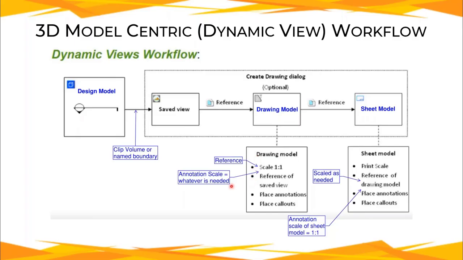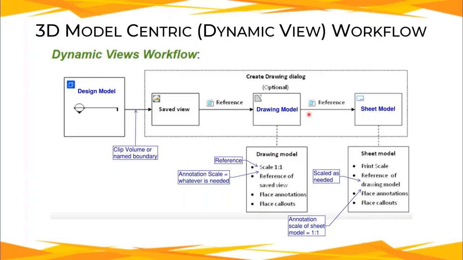The annotation scale is going to be whatever is needed for when you reference it onto a sheet model. You don't necessarily know that until you reference the drawing model onto the sheet model. So that's why we like to put the drawing model on the sheet models first, and then go in and update that annotation scale. But it's just the reference of the saved view in that drawing model. And again, we'll place annotations and callouts relative to that specific view.